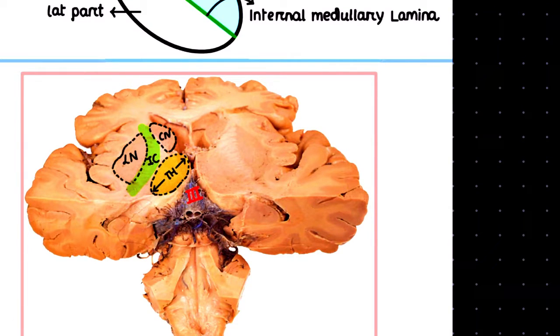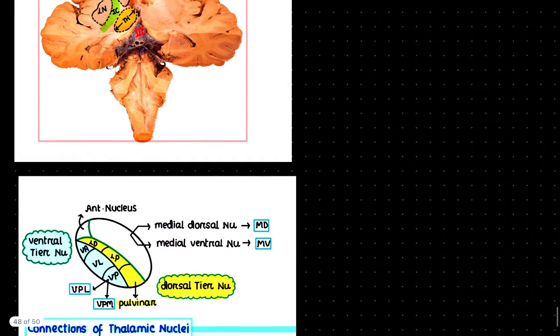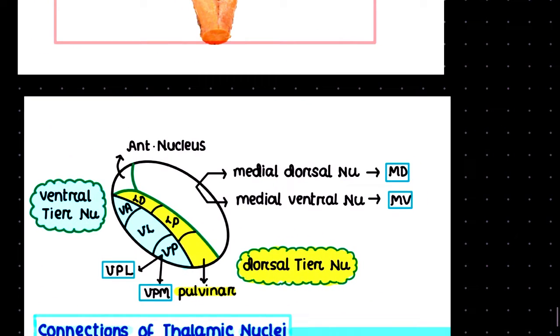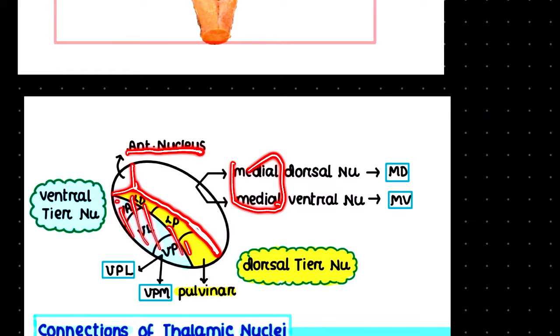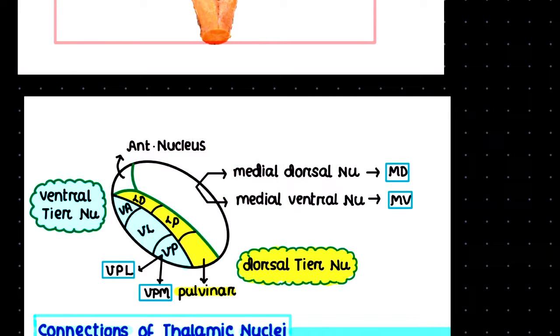Now moving further, the same structure, that means the parts. We already said that there is a structure, the internal medullary lamina, which will divide the thalamus into the anterior part, the medial part, and the lateral part. This is the whole lateral part. Now these parts consist of different types of nuclei based on their position.